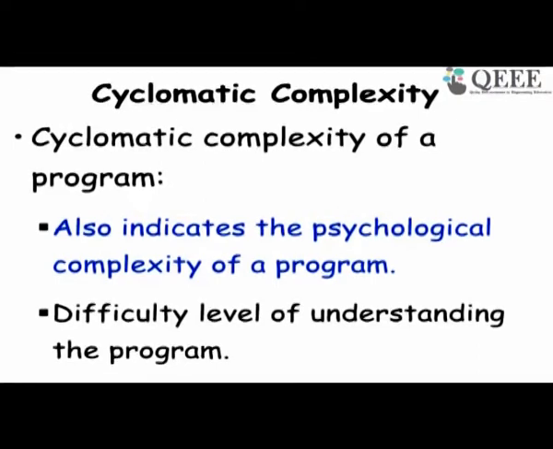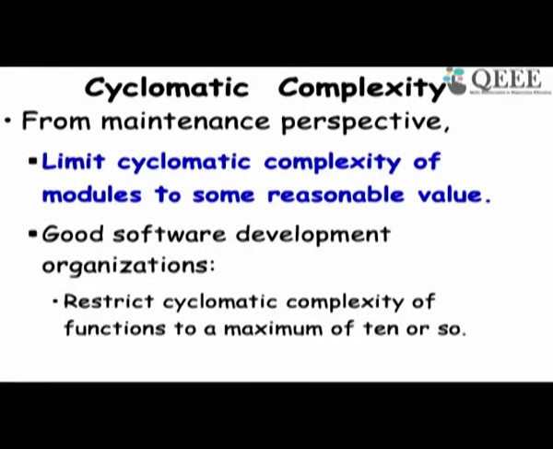Why is it that the cyclomatic complexity indicates how easy it is to understand the code? The answer is that to understand a code, you have to mentally trace through every path through the program. Unless you trace every path, you have not understood the code, and therefore the difficulty level of understanding a code is proportional to the number of independent paths in the program, and that is the complexity.